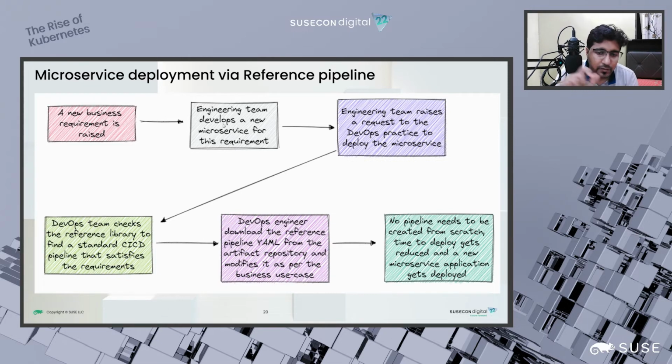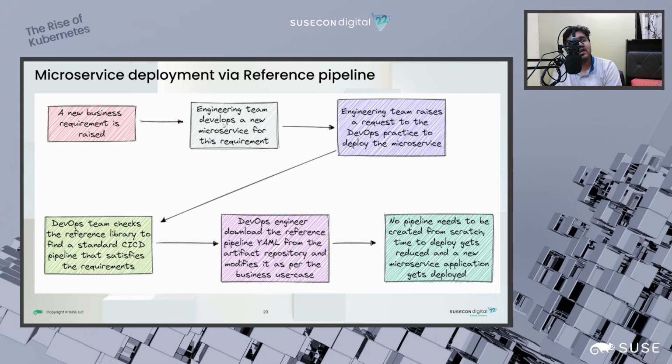If the DevOps engineer, who belongs to the service line team, finds that reference pipeline, he will download it, then use it to create his own pipeline. As a result, no pipeline needs to be created from scratch. The time to deploy a new pipeline or a new microservice gets reduced. Along with that, you get standardization by default.